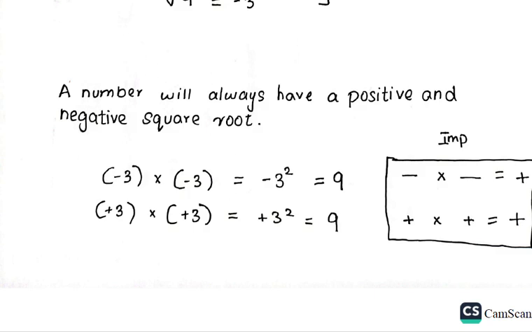One important rule to keep in mind is that whenever you take a negative number multiplied with a negative number, it will always result in a positive number. And whenever taking a positive number and multiplying it with a positive number, it will always give us a positive number.